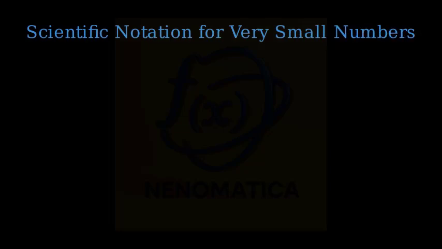Scientific notation. Welcome to this educational video on scientific notation for very small numbers. When dealing with extremely small quantities in science and mathematics, writing all those zeros can be cumbersome and error-prone. For example, the mass of a dust particle might be 0.000000067 kilograms. That's a lot of zeros. Scientific notation helps us write these numbers in a more concise and manageable form.